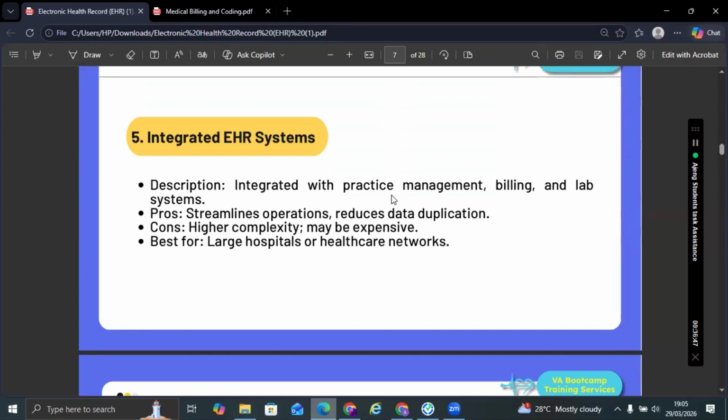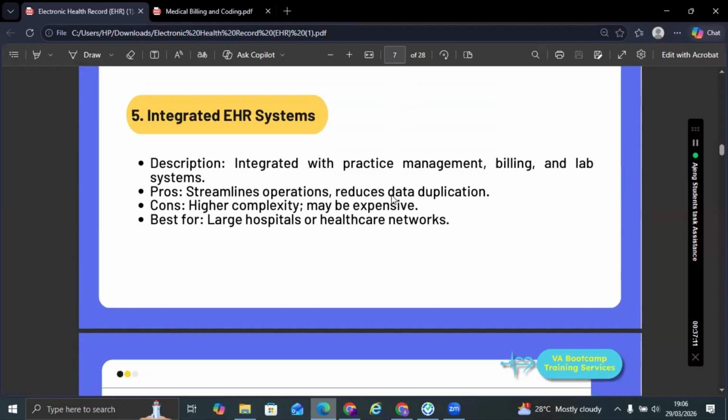Then integrated EHR system. The description itself is integrated with practice management, billing, and lab systems. And pros, it's streamlined operation, reduced data duplication. And cons is higher complexity, may be expensive. This is best for a large hospital or healthcare network.